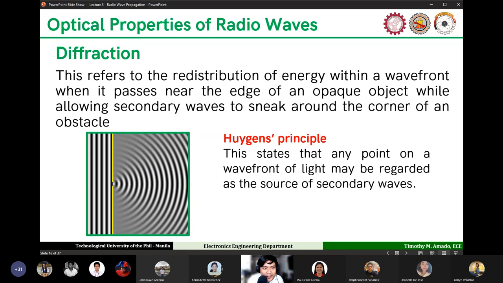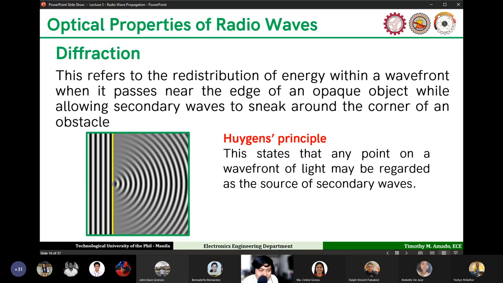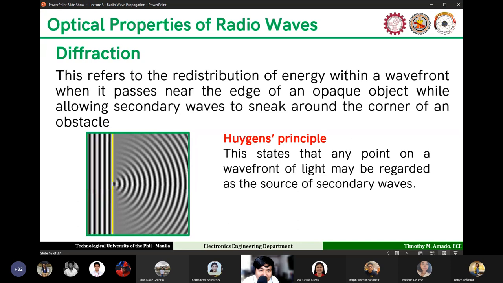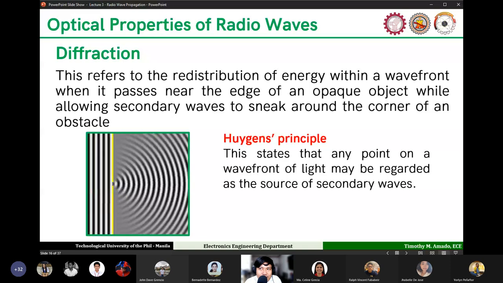Okay, ito na yung sinasabi ko, guys. Diba, I've reiterated from the previous slide na yung refraction is bending ng radio wave because of the change in speed that occurs when it enters one medium to another medium. Kung magkaiba kasi yung index of refraction noon, magkaiba yung speed nila doon, sa dalawang medium na yon. So magbe-bend because of that. But if your signal will bend because of an obstacle, this refers to the redistribution of energy, bending within a wavefront when it passes near the edge of an opaque object or an obstacle, while allowing secondary waves to sneak around the corner of an obstacle. So we call that diffraction. So if your radio wave will actually bend because of an obstacle, that is called diffraction. Iba yung bending because of refraction.